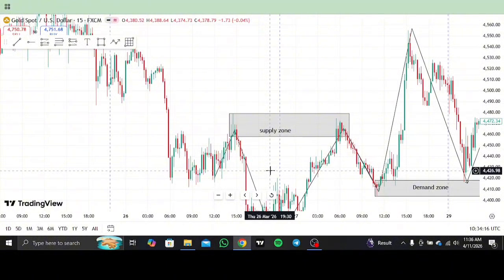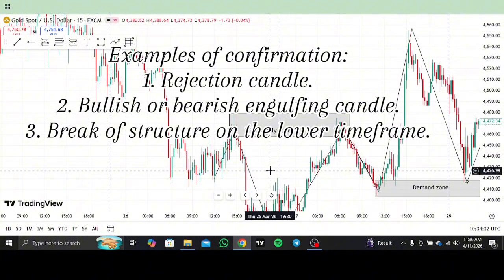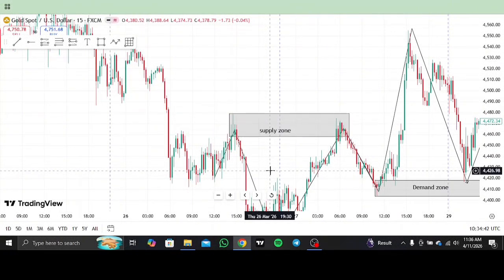Now, this is where a lot of people rush. Just because the price has entered your zone does not mean you should enter immediately. You still need confirmation. For example, you need something like a rejection candle, a bullish or bearish engulfing candle, or a break of structure on a lower time frame. That's what gives you a cleaner entry.